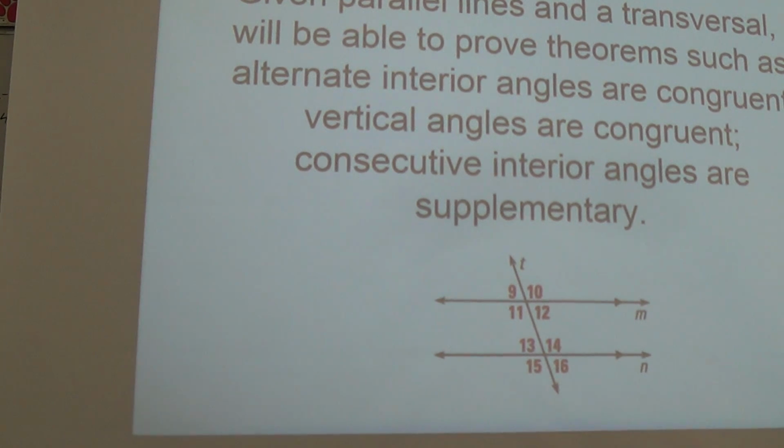All right, so today, or this week I should say, we're going to be working on parallel lines and a transversal. There are special things that occur when you have parallel lines and a transversal. Given parallel lines and a transversal, you should be able to prove theorems such as alternate interior angles are congruent, vertical angles are congruent, consecutive interior angles are supplementary.